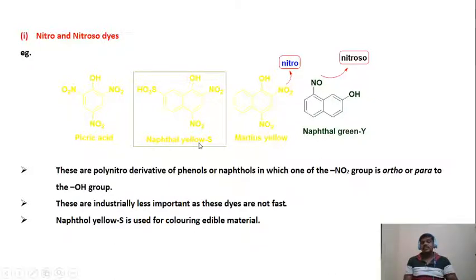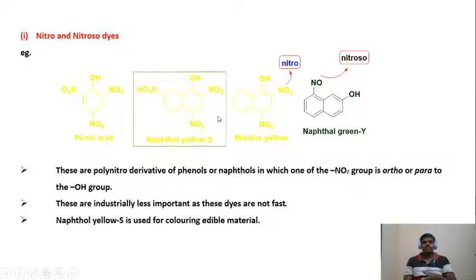or para to the hydroxyl group. This is the speciality of these dyes. In these dyes, the nitro group should be present ortho or para to the hydroxyl group. So if we draw the canonical structures, that is, the resonating structures, then we see the formation of double bonds, as this is the electron donating group and this is the withdrawing group. So we get a greater number of structures on drawing the canonical structures.